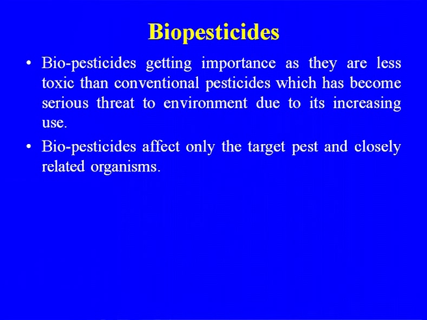Biopesticides are gaining importance as they are less toxic than conventional pesticides, which have become a serious threat to the environment due to their increasing use. As I told you, that is the problem we are facing. Biopesticides affect only the target pest and closely related organisms. What we need is only the target pest to be affected, but in the case of other chemical pesticides, other problems are also there. That is why we prefer biopesticides.